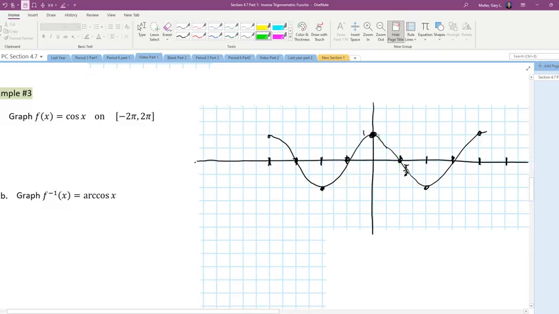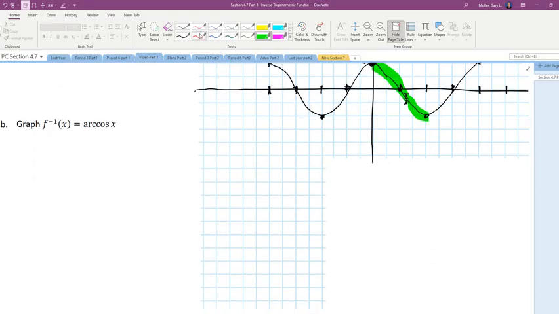But I think it looks pretty obvious, I hope, that this region right here accounts for all the positives, all the negatives, and doesn't fail the vertical line test. So if we just focus on that portion, I think we'll be in good shape.